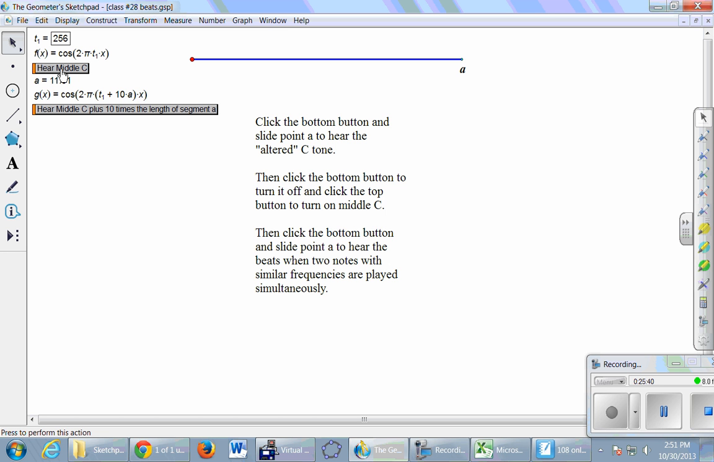Okay, next thing I'm doing is I am going to graph or listen to cosine of 2 pi times T1, the same 256, plus 10 times the length of this line segment. And I can make this line segment shorter or longer. And so at the moment, the line segment is 11.51, so I multiply that by 10 and I get 115-ish. So it's just going to be adding 115 to that number. So whatever that puts us at, 371.